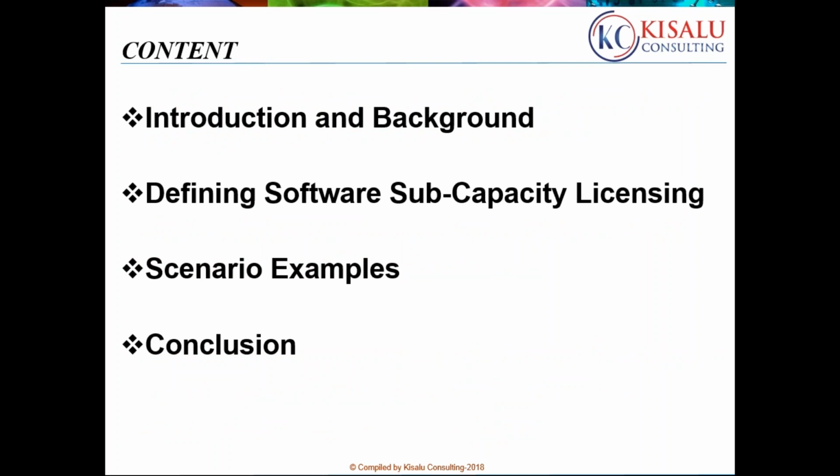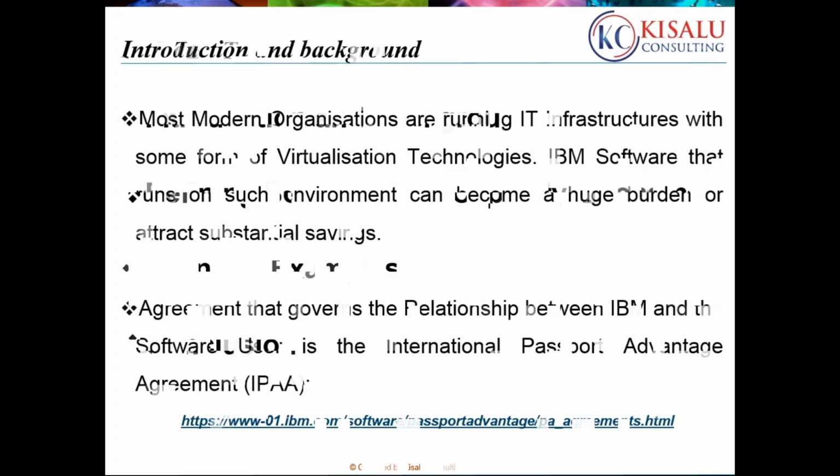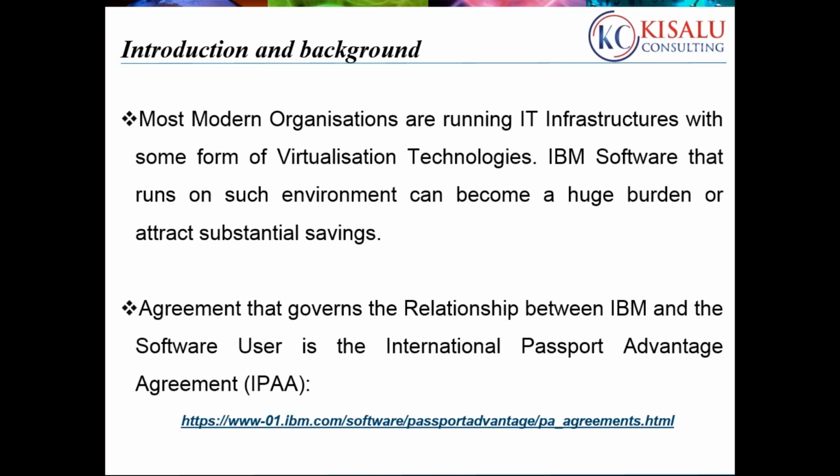The introduction and background. The content will have introduction and background, defining the software sub-capacity licensing, scenario examples, and then a conclusion. We saw in yesterday's presentation that various organizations run IT infrastructure, including virtualization technologies, to save cost. Any IBM software running in such environments may attract huge savings, but can also become a burden if processes and rules are not followed properly.